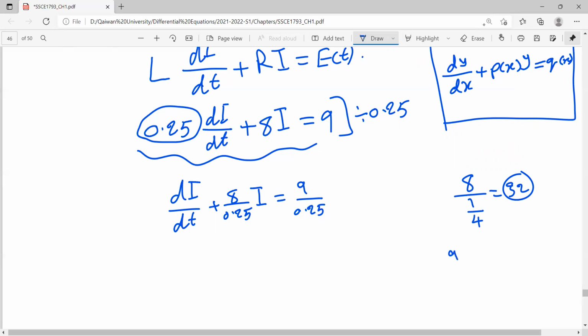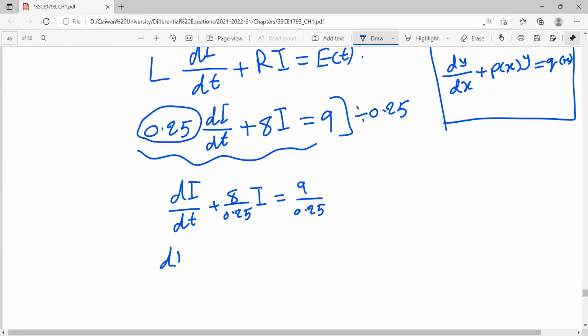And then 9 over 1.4 is 36. It's 4 times 9. It becomes 9 times 4 over 1. 9 times 4 is 36. Dividing by 1 is still 36. So 0.25 means 1 over 4. So the results: we simplified first and then we try to solve.